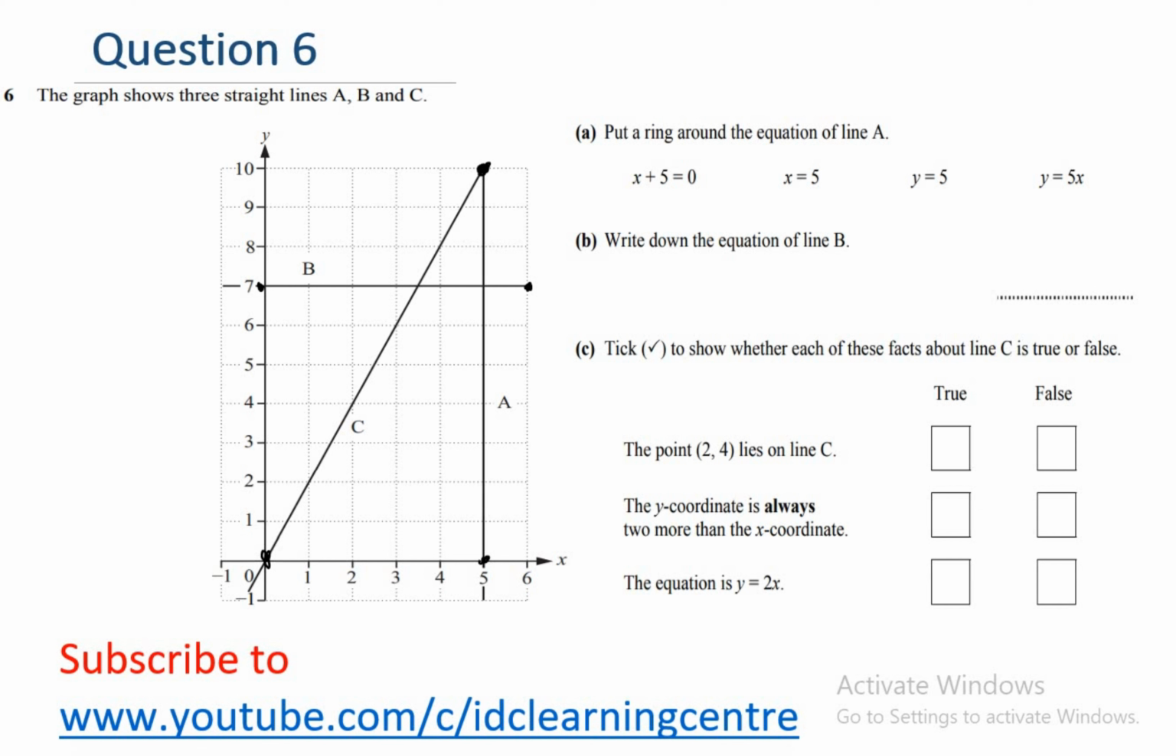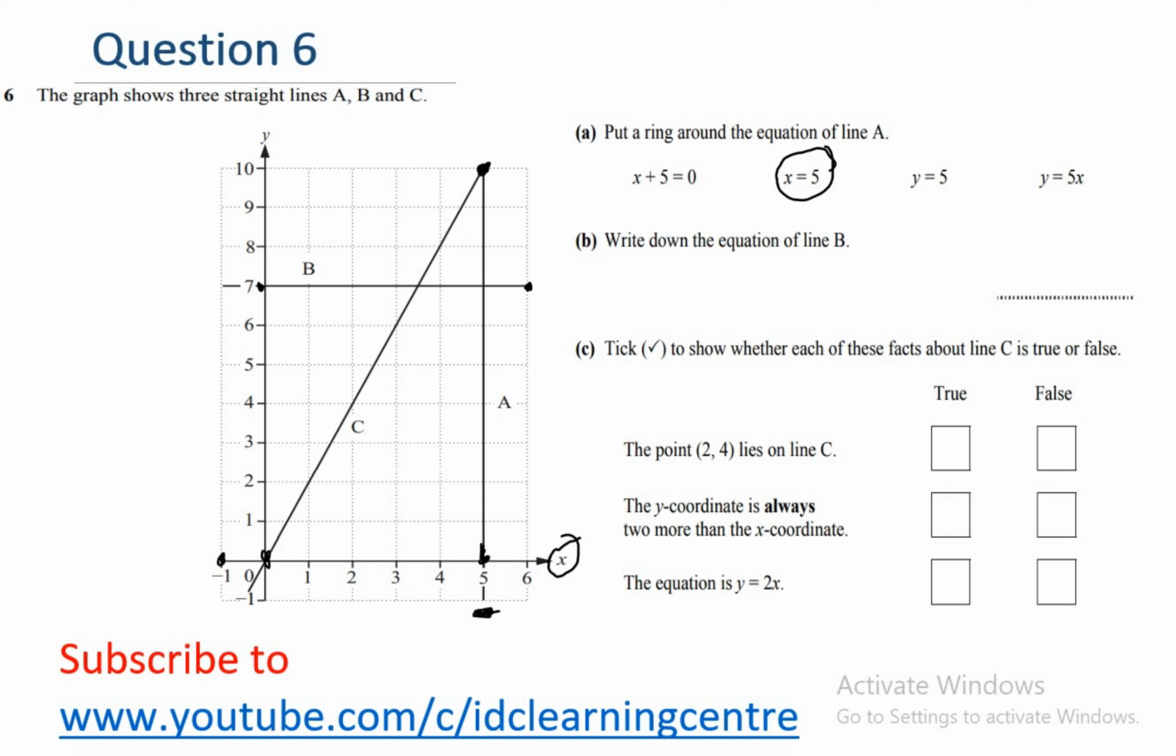Line A, this horizontal, you can see x. So this straight line from here to here is x, and A is on 5. So x is equal to 5. So I'll put my ring around here. You can see that this x equals 5 is on the horizontal line x. That's the value of x.